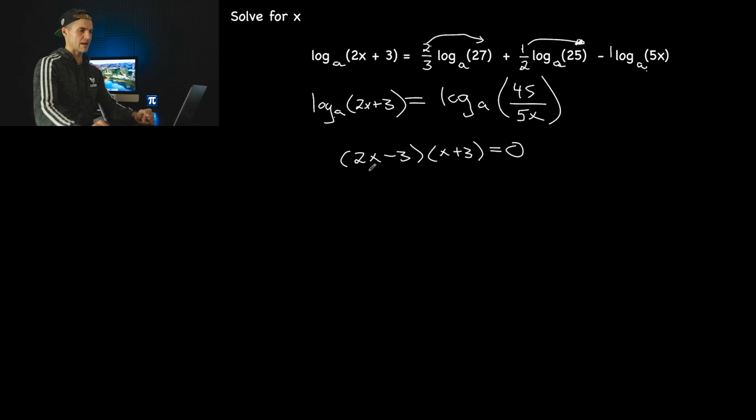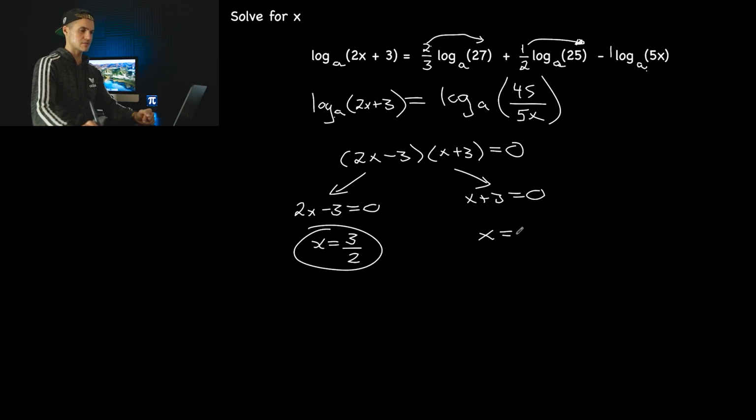And so then to get the x values, what we want to do is find out the x values that make each of these factors equal to 0. So this would be 3 over 2. There's 1, and then over here this is going to be negative 3.